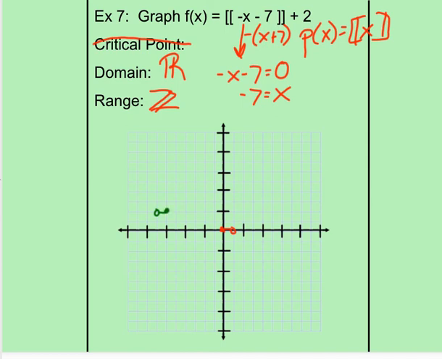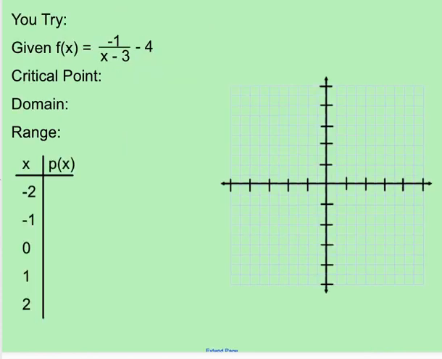Sorry, I went the wrong way. It starts here and it got flipped that way. And then once you have your first bar, you can continue that pattern because it always goes down 1 or up 1 as long as there's no stretching. So it would continue forever off to the right as well. And here is your you try question.